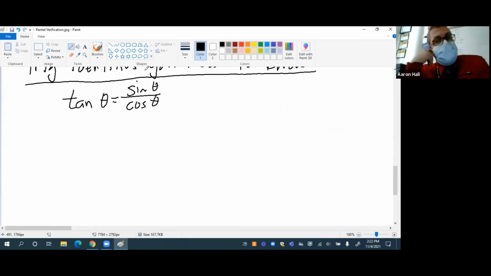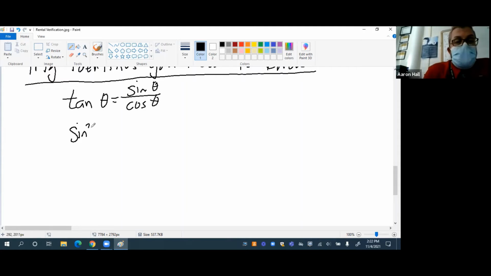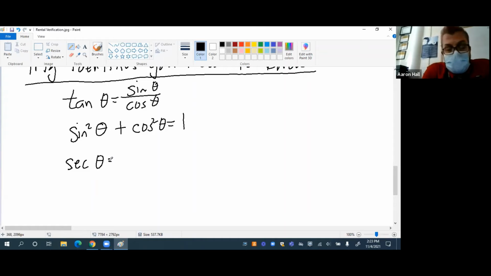Another is the Pythagorean identity. Do you remember the Pythagorean identity? Sine squared plus cosine squared equals 1. Yep. That is something you have to have memorized for the test. All right. Another one is all of your reciprocal identities. The reciprocal identities would be, for example, secant of theta. What is secant of theta?